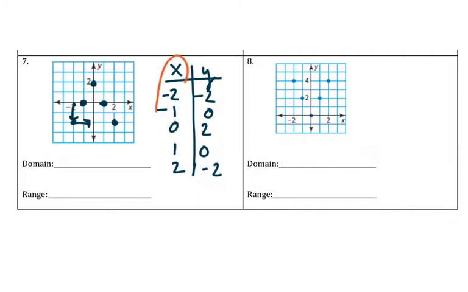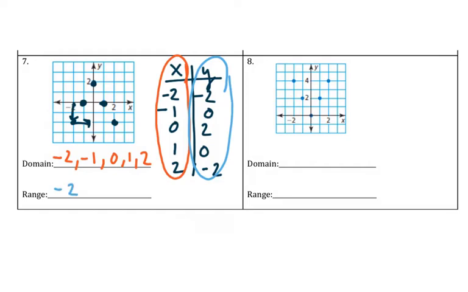What I know is that domain is my x's. So my domain is -2, -1, 0, 1, and 2. My range is my y's. So my y's are -2, 0, 2, 0, -2. So I just list my x's and I list my y's. Go ahead and try the same thing with number 8. Write your domain and write your range. It's easiest to do that by pulling those onto a table, and then from the table you can look at which ones are x's and which ones are y's.